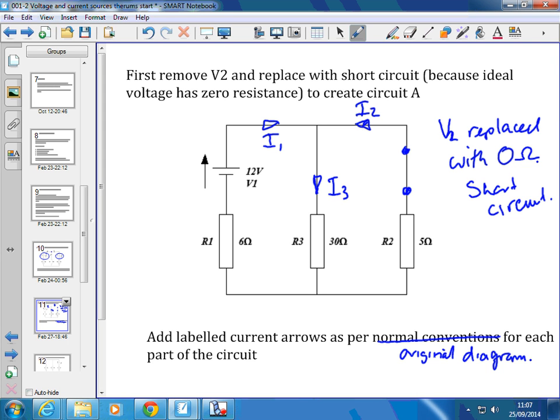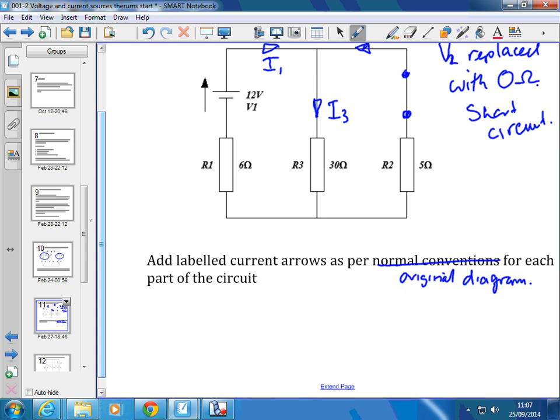We can also say here, by Kirchhoff's current law, I3 is equal to all the ones travelling out are equal to all the ones going in. So it must be I1 plus I2. That may well become useful.